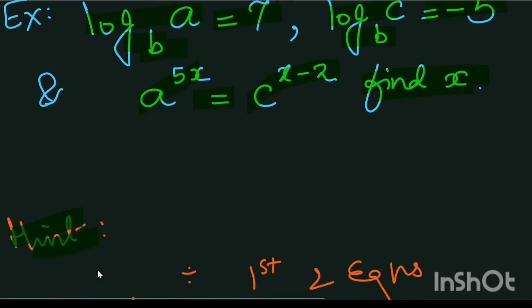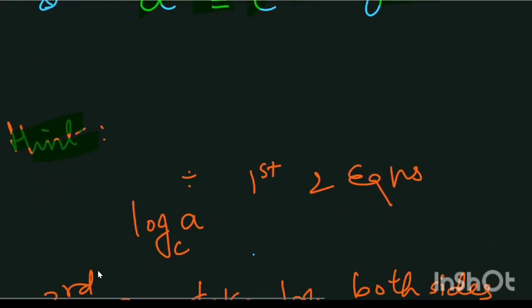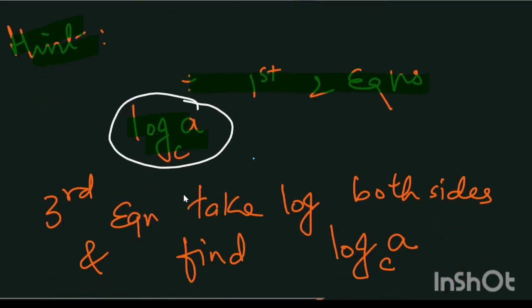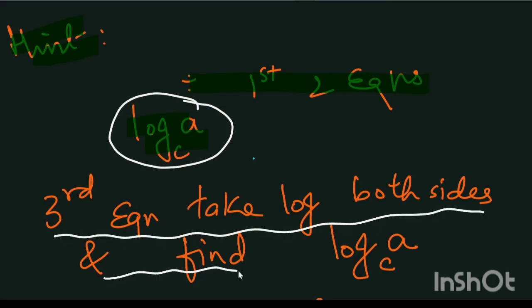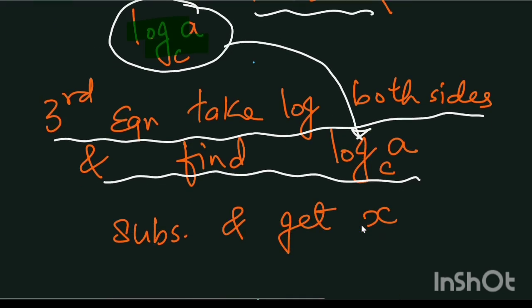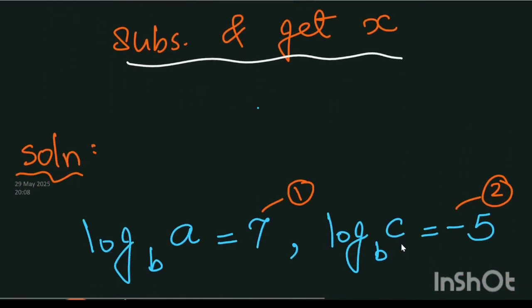So guys, these are the first two equations which are in log. We will divide the first two equations, and we will find the value of log a base c. And then the third equation, we will take log both sides. From the value of log a base c that we obtained initially by dividing the first two equations, we will substitute it, and we will get the value of x. So now moving on to the solution part, guys.